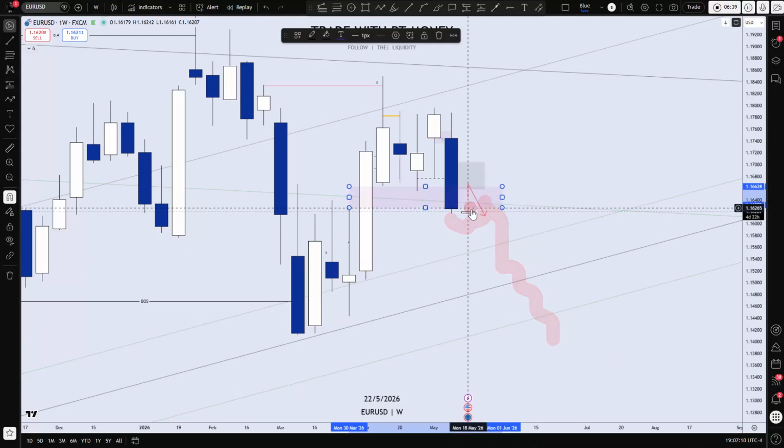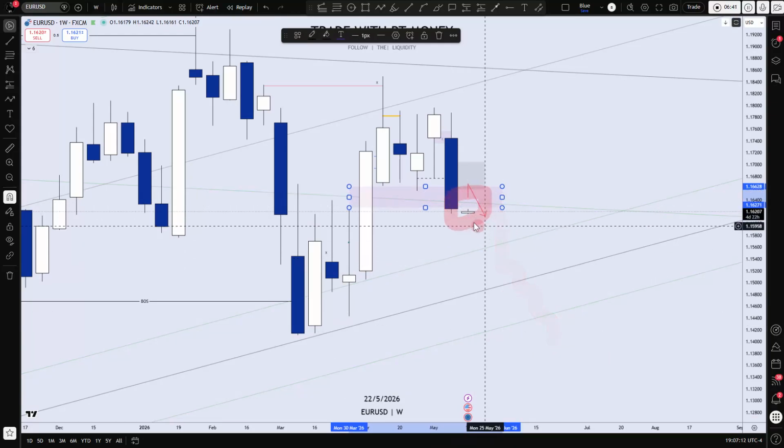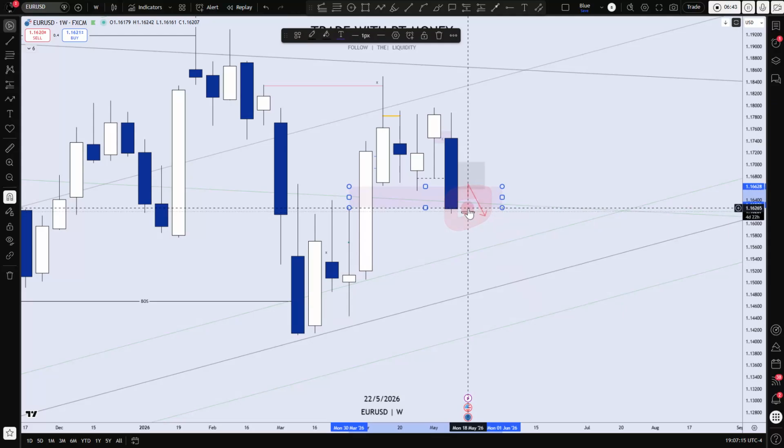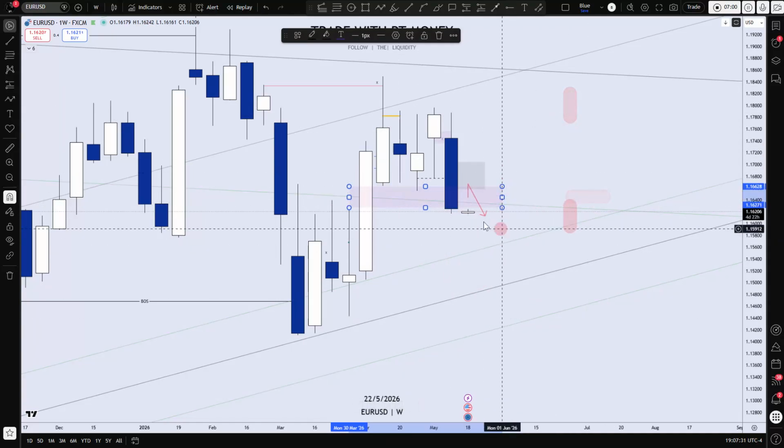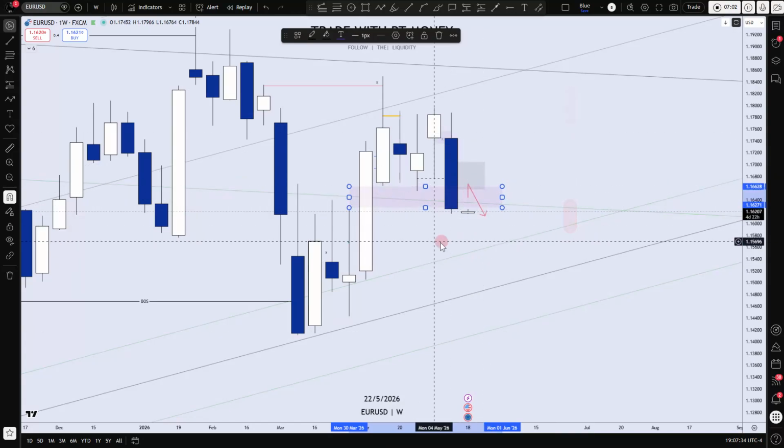So what am I looking for in this next candle? This is the opening candle for the week ahead. I'm expecting the market to push up higher and push down further. Open, high, low, close is what I'm looking for. That looks like this. This is the wick. So that's what I'm looking for next week. Doesn't mean it's going to happen just because I'm looking for it.